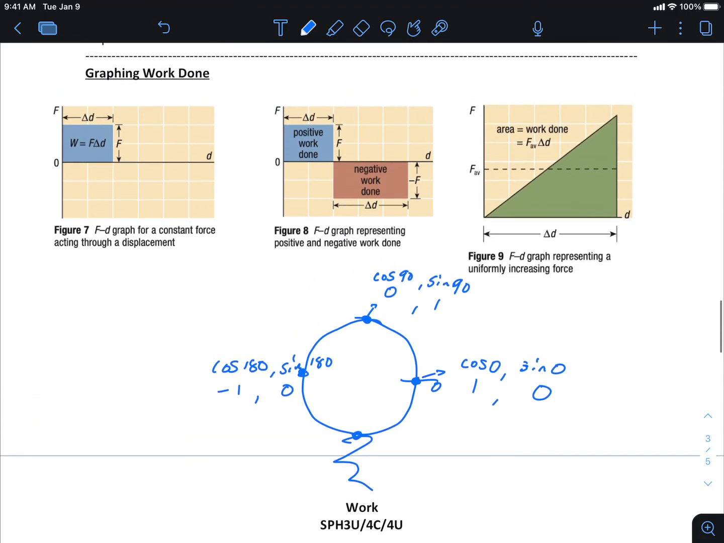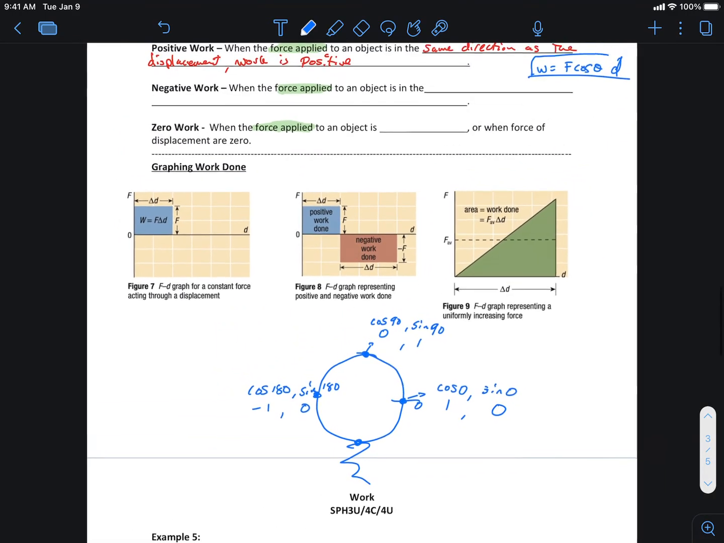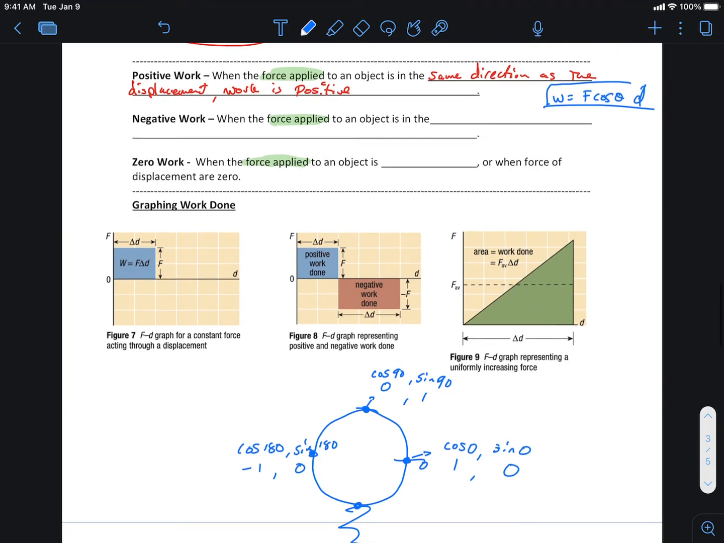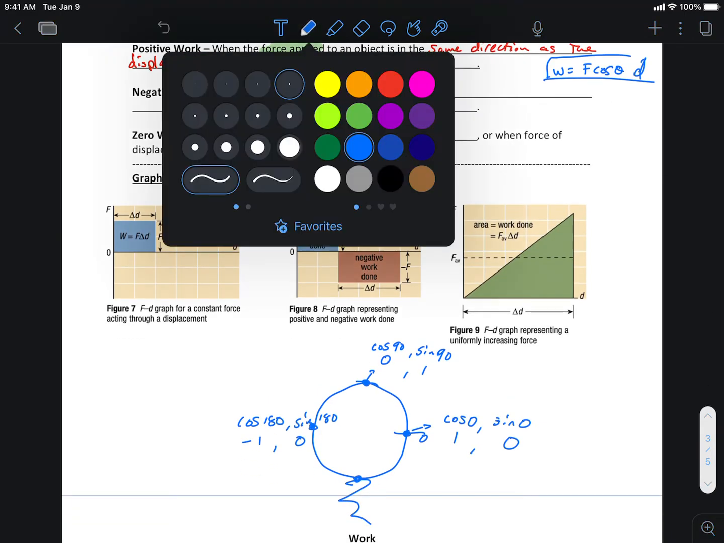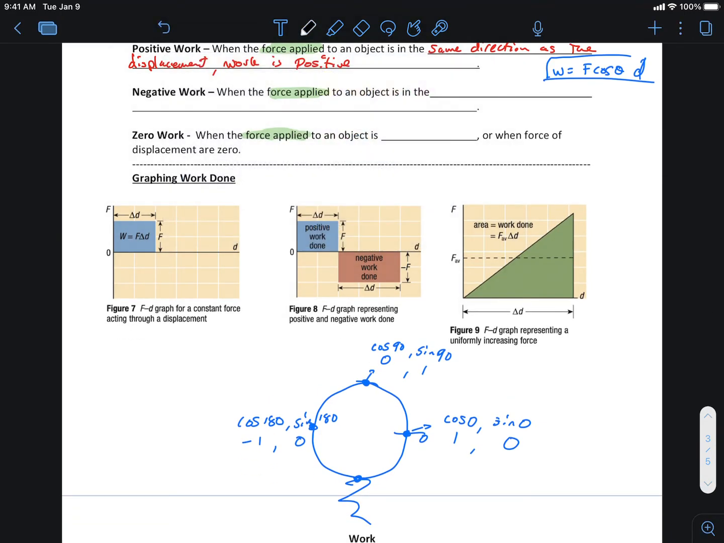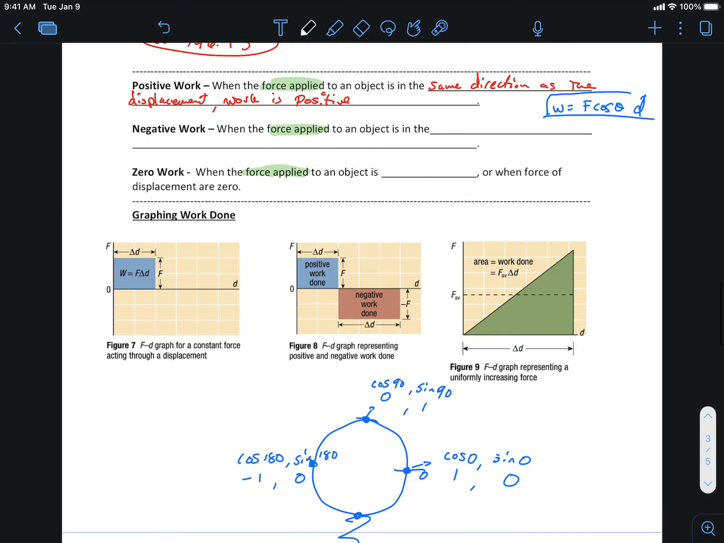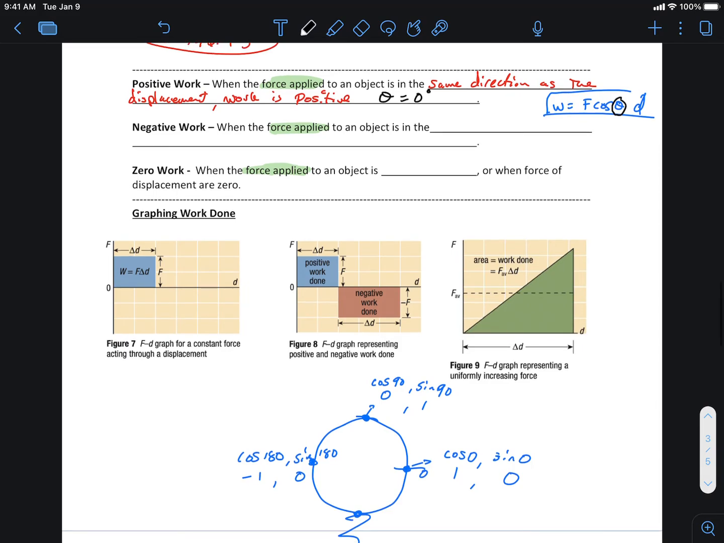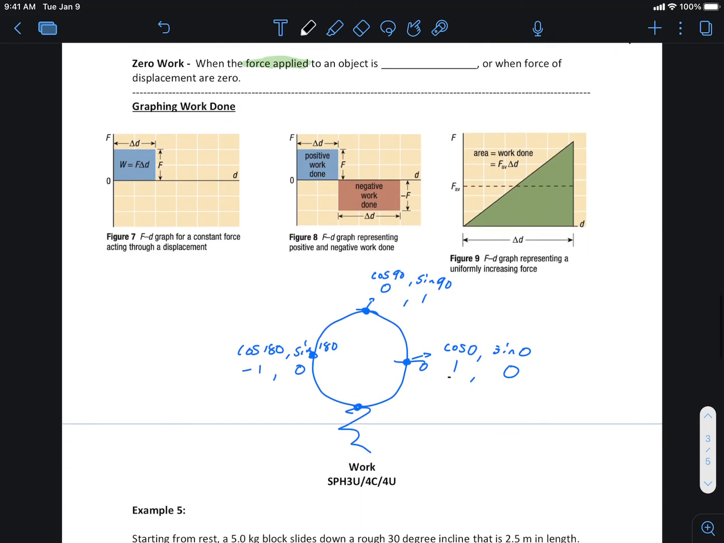What you're going to see here is when work is positive, that means theta is equal to 0. Right? So if I were to plug that in there, I get work equals F cos 0 D, which would equal FD, right? Because the cos of 0 is 1.